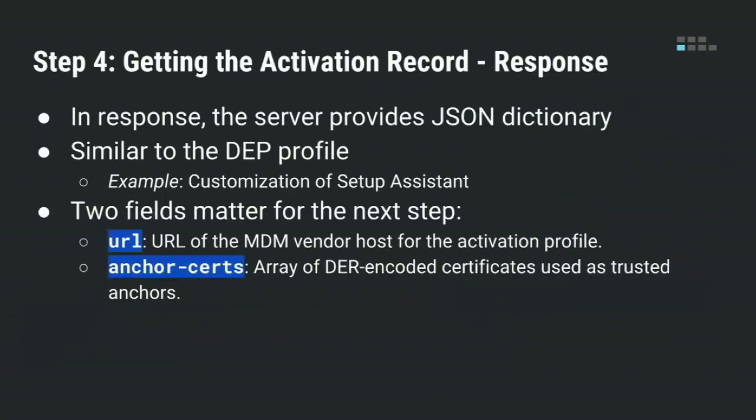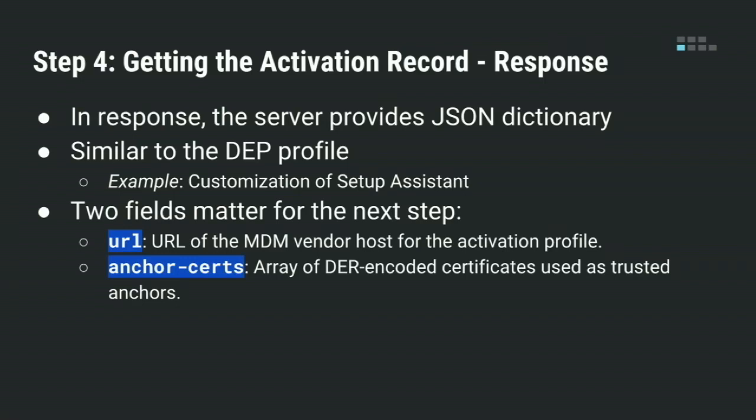Now, in response, the server provides a JSON dictionary that is essentially a slightly differently formatted version of the DEP profile. And this includes what Jesse mentioned, things like customizing the Setup Assistant. But most importantly, this includes two fields that will unlock the next step. The first one is the URL of the MDM vendor's activation profile endpoint. We'll go into exactly what that means, but that's the main thing that will enable the next step to occur.